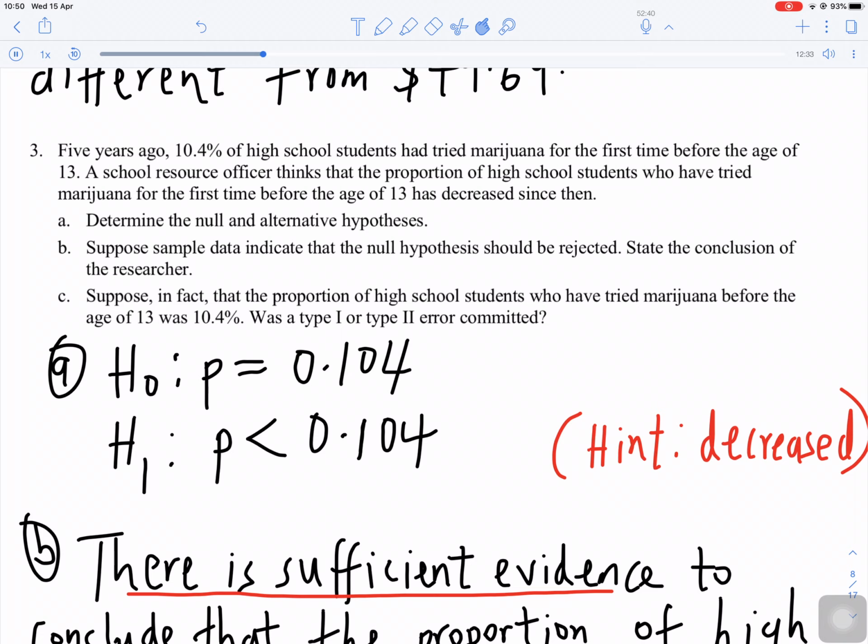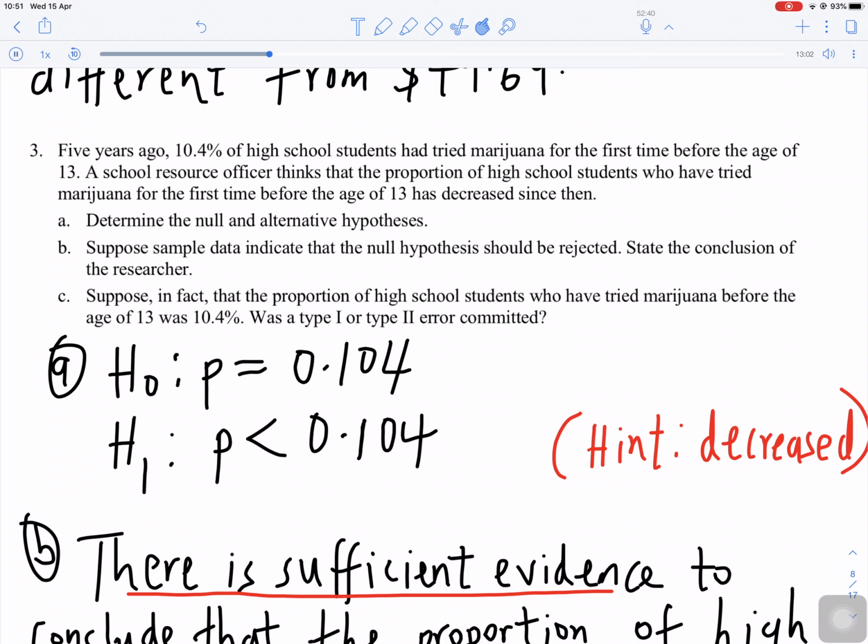Because we are talking about a percentage of high school students, that talks about proportion. So P will be the parameter, which is the population proportion. So P equals 0.104. That is for the null hypothesis. Then the alternative hypothesis will be P is less than 0.104.